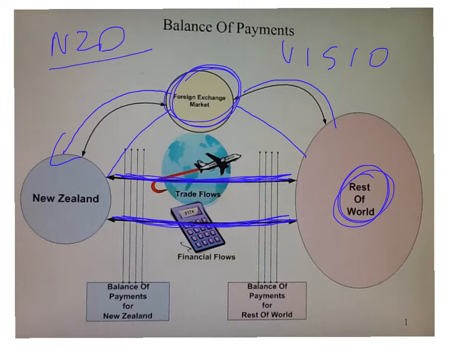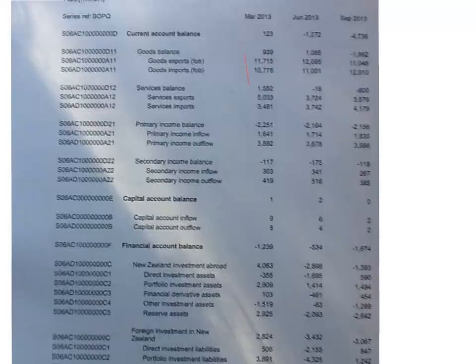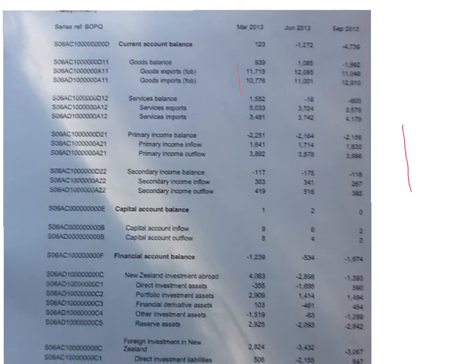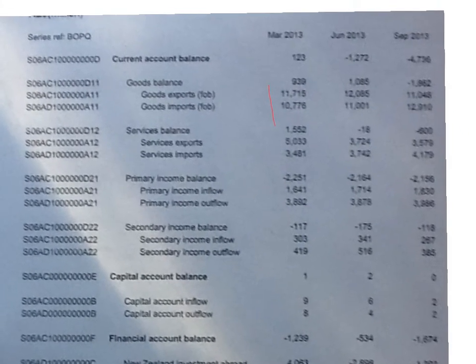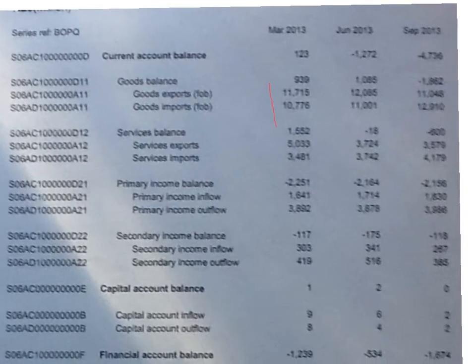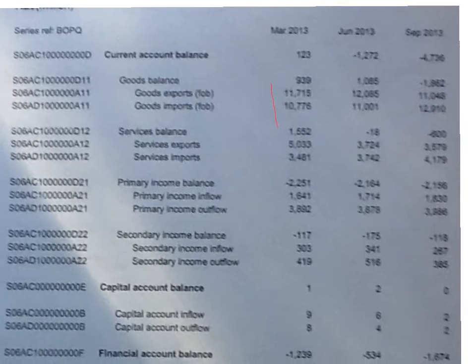Okay, let's move on. So here is the balance of payments. This is what you're going to be working with. Look, let's just get in here and have a look. It's got the current account, and the current account is made up of these four sub-accounts, if you like.